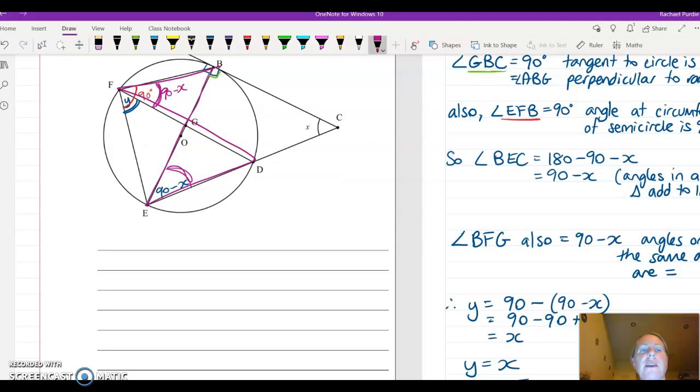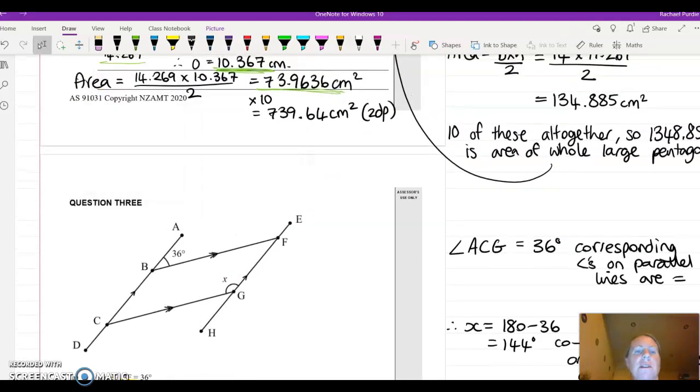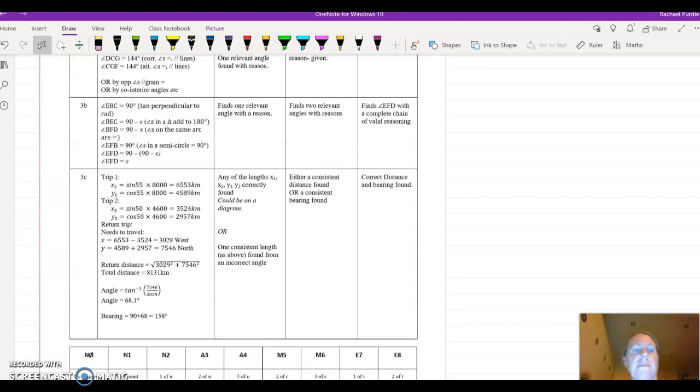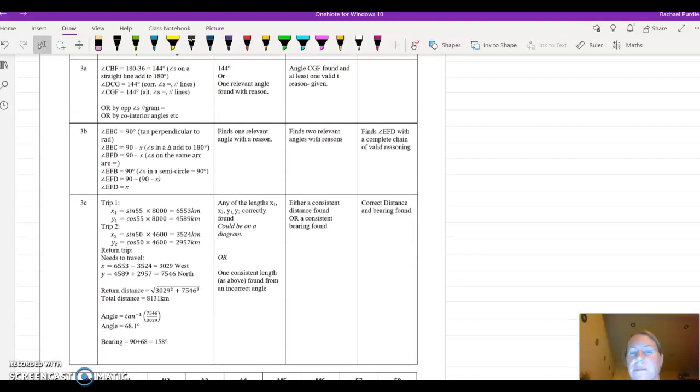Okay, again, that one was a lovely excellence one. Sorry, let me double check again. Yeah, excellence. Okay, you need your chain of reasoning. If you only found one angle with a reason, so it might have just been the tangent and it was 90 degrees, that was worth an achieved mark. 2 of those was worth a merit mark, so it's worth it. Just put in as much as you can.